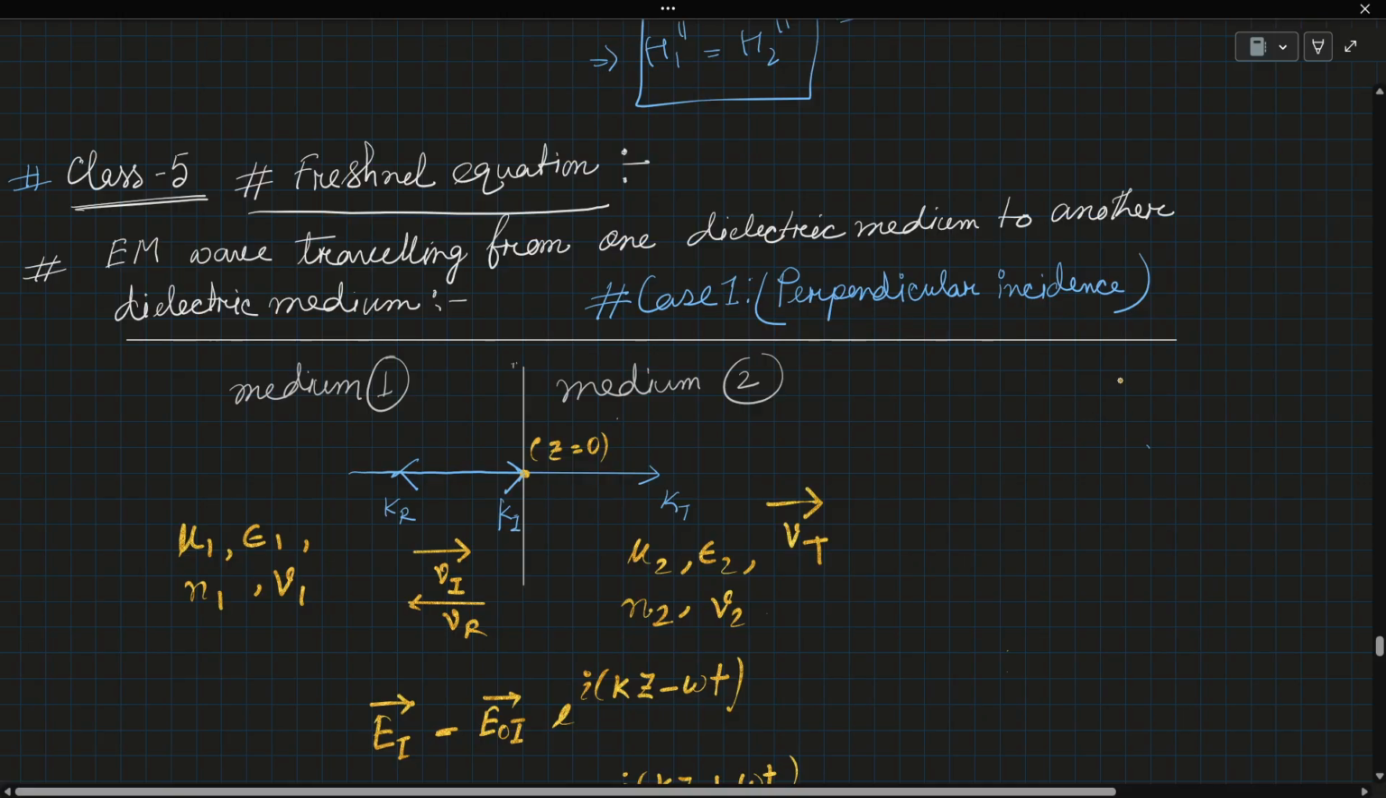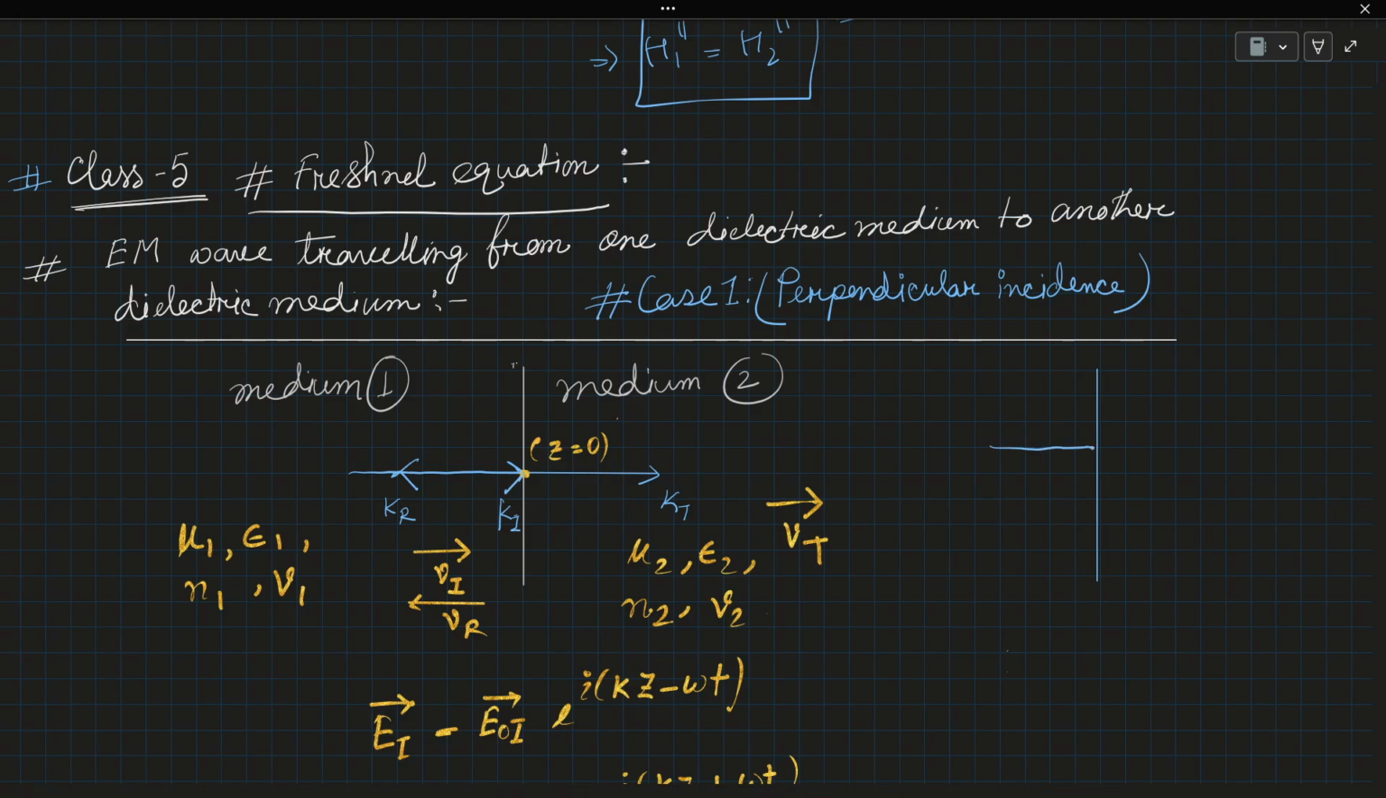That means, let me change the color. If this is the boundary of a medium, then the wave is traveling perpendicular to this boundary. If this is medium 1 and this is medium 2, then the wave is propagating in this direction, not like this. This is not the case, this is the case. Or maybe it may come from this side also, like this. The angle between them is 90°. So this is the perpendicular incidence case.